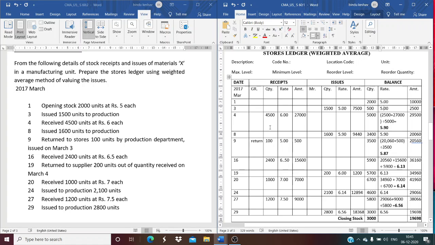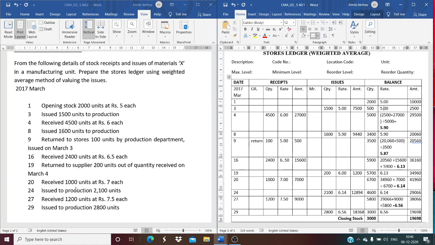So on March 4th, 4,500 units were purchased at rupees 6, that is 27,000. So 200 units are returned, and in the issue column it will be written 200 units at rupees 6 is 1,200. So the quantity will be 5,900 minus 200 units, 5,700 it will be, and the value is 34,960, and per unit is 6.13.